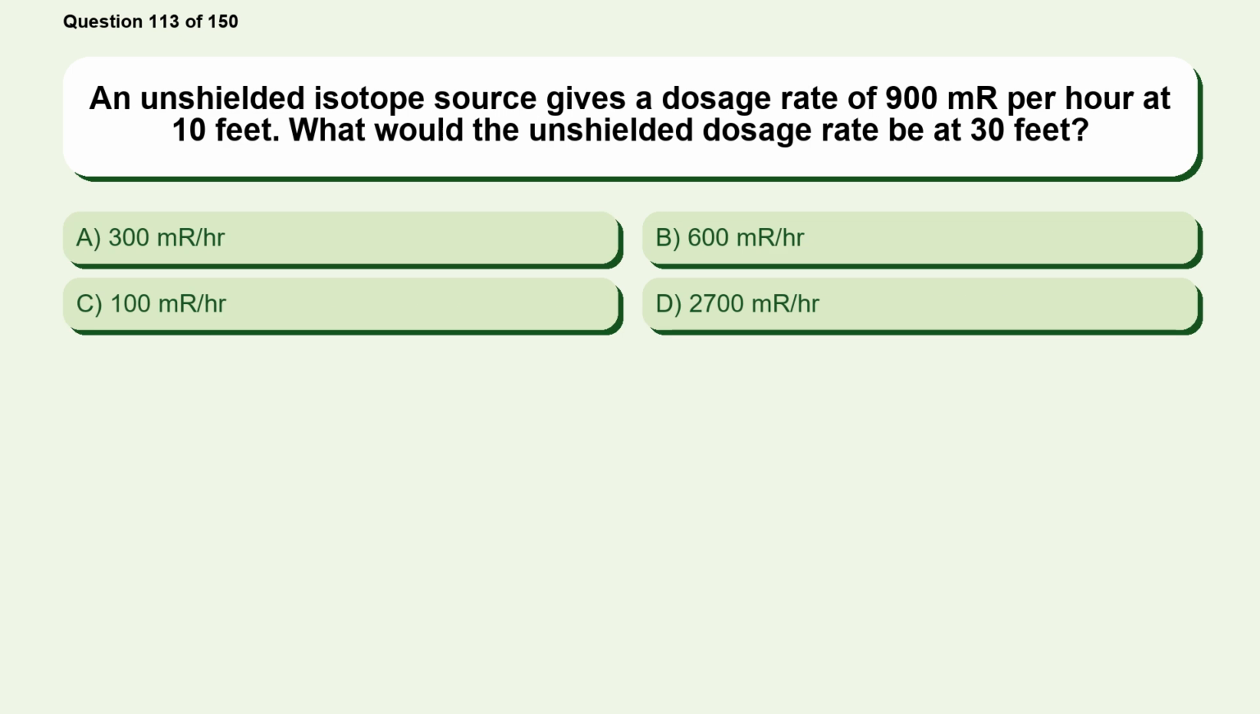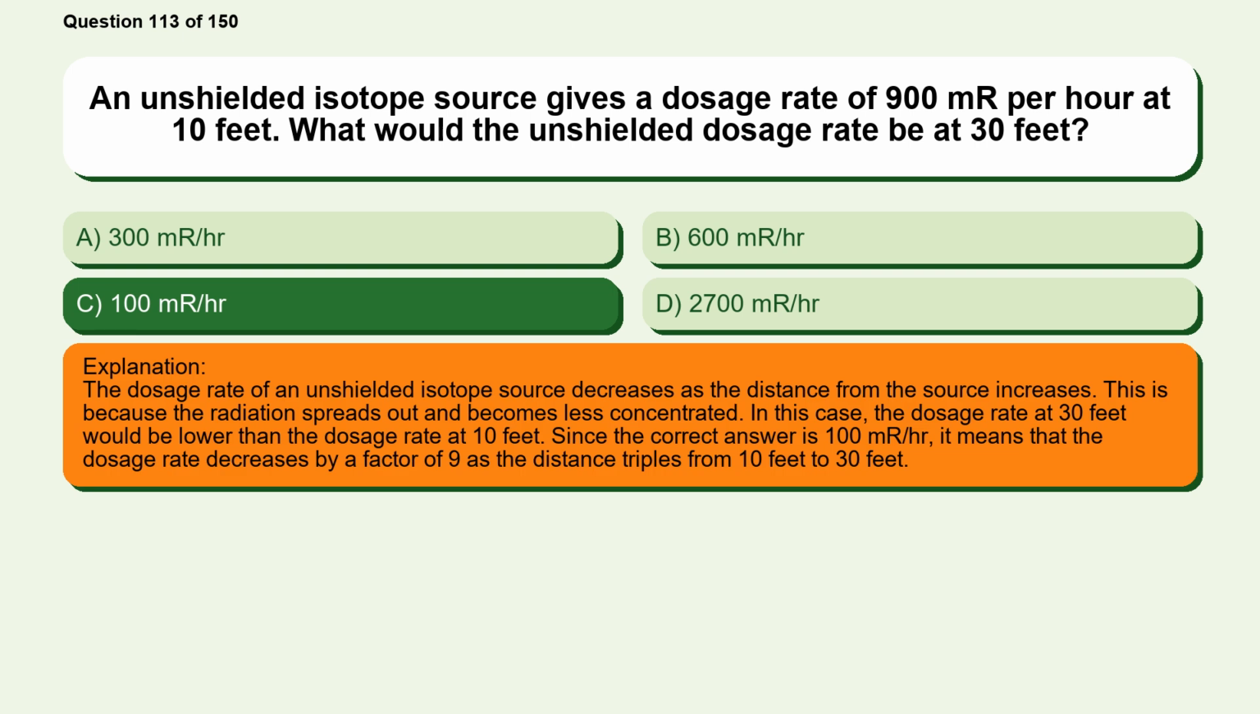Question 113. An unshielded isotope source gives a dosage rate of 900 mR per hour at 10 feet. What would the unshielded dosage rate be at 30 feet? Option A, 300 mR/hr. Option B, 600 mR/hr. Option C, 100 mR/hr. Option D, 2700 mR/hr. The correct answer is option C, 100 mR/hr.